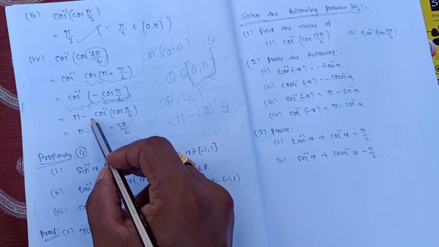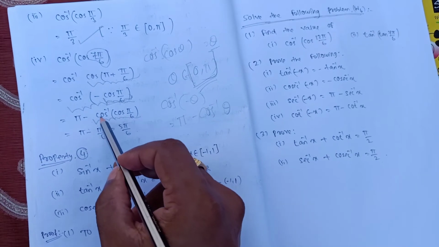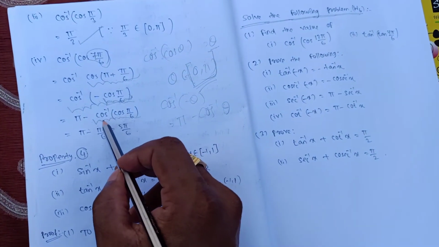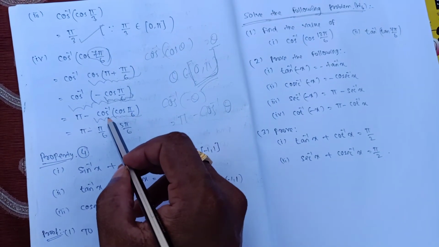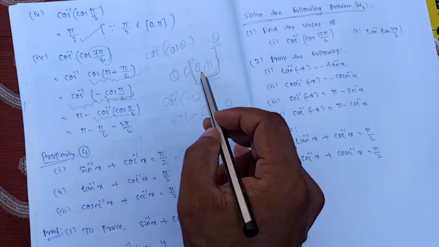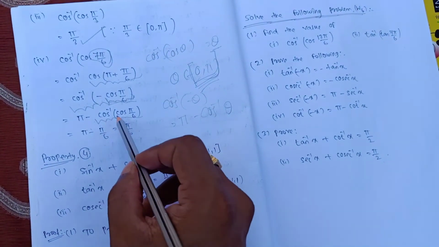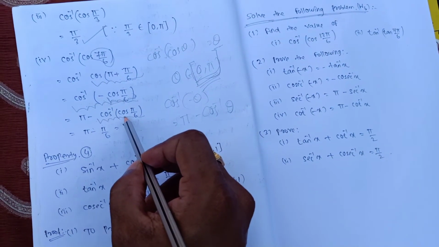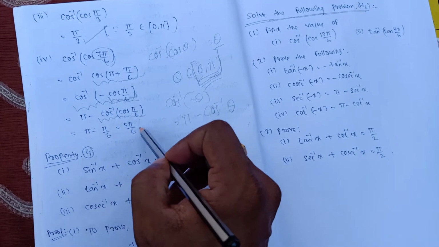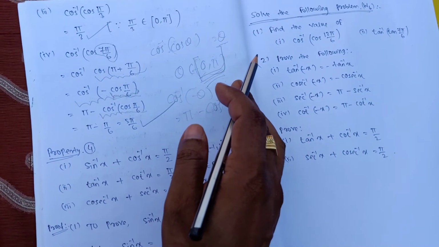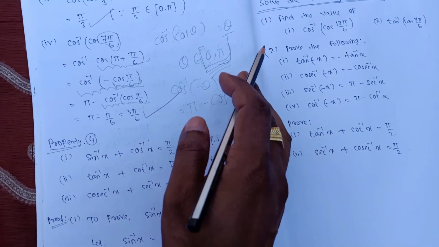Now observe here, cos inverse cos can be cancelled out only when that theta belongs to the interval. Of course it belongs to the interval 0 to pi. So here cos inverse cos can be cancelled out. So what do we get? We get pi minus pi by 6. It is nothing but 5 pi by 6. Okay, so now come to the next properties.